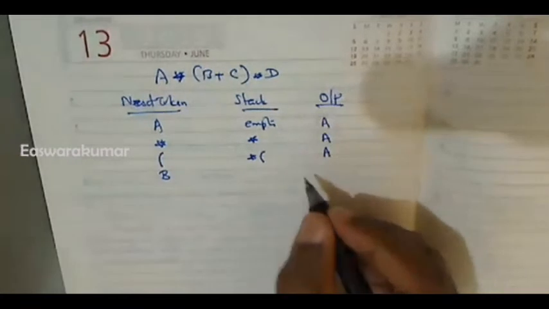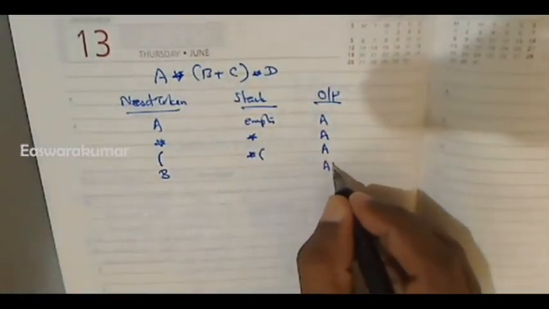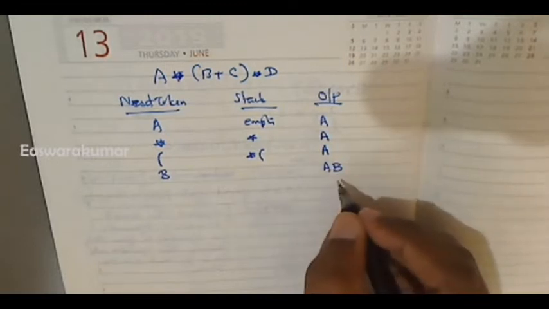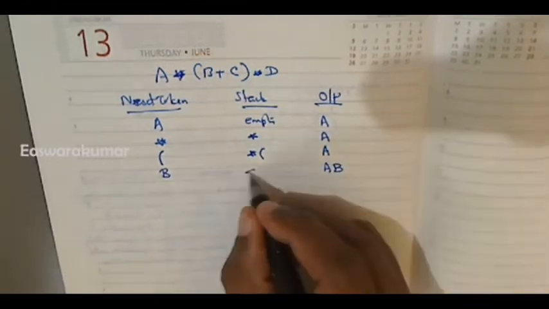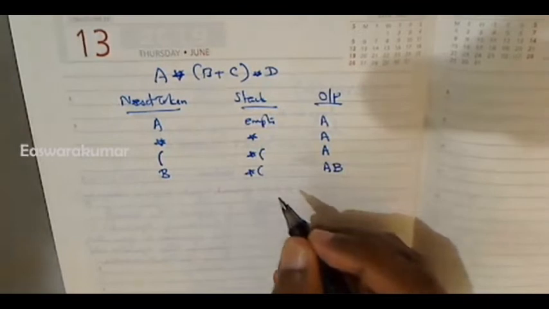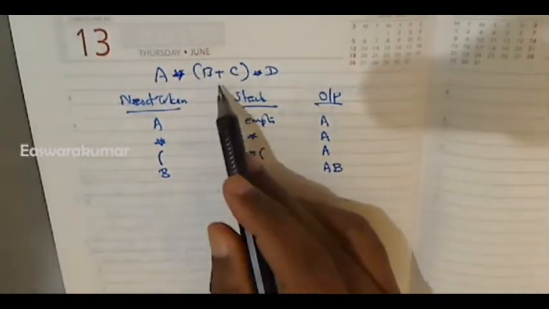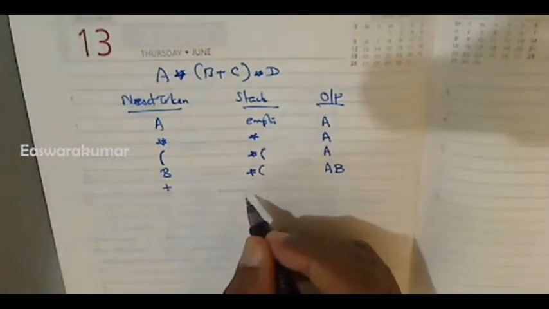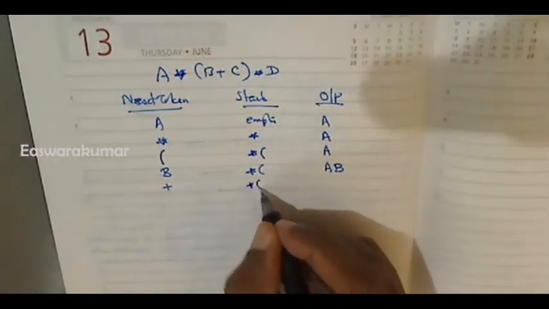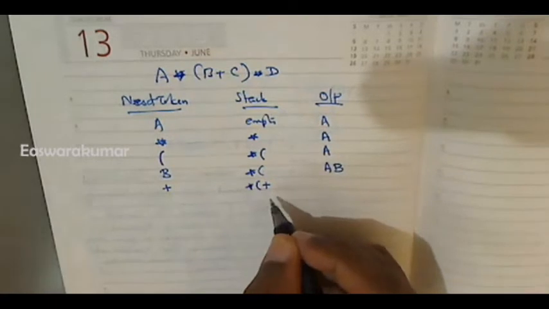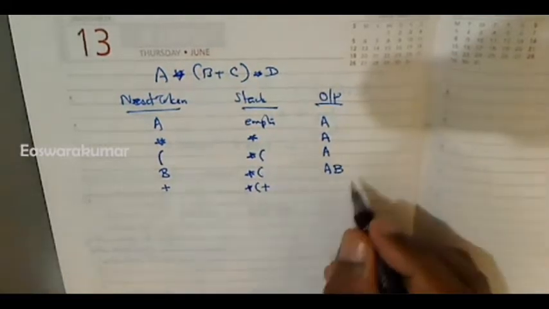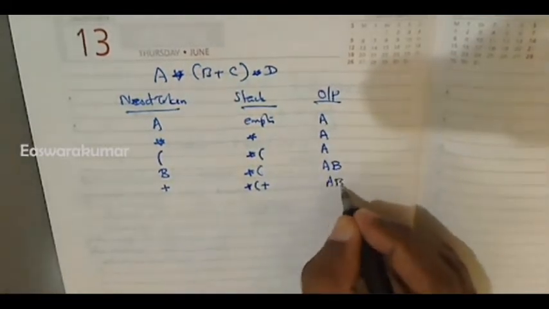B is an operand, so we write B. The output now contains AB. In the stack there is no change. Next is the operator plus. Plus is an operator, and hence it can be inserted into the stack. Remember, the stack grows in this order: the rightmost symbol is the topmost symbol, right? And in the output there is no change, AB.